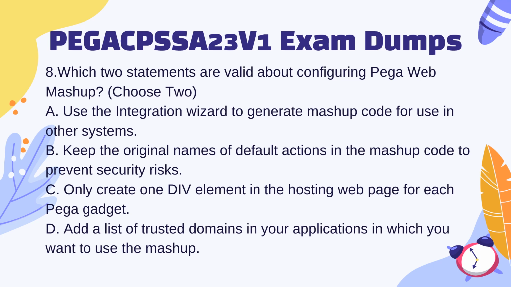8. Which two statements are valid about configuring Pega Web Mashup? Choose 2. A. Use the integration wizard to generate mashup code for use in other systems. B. Keep the original names of default actions in the mashup code to prevent security risks. C. Only create one div element in the hosting web page for each Pega gadget. D. Add a list of trusted domains in your applications in which you want to use the mashup.